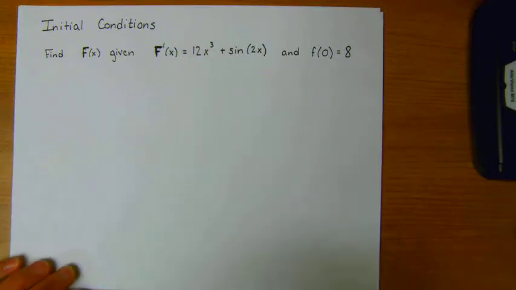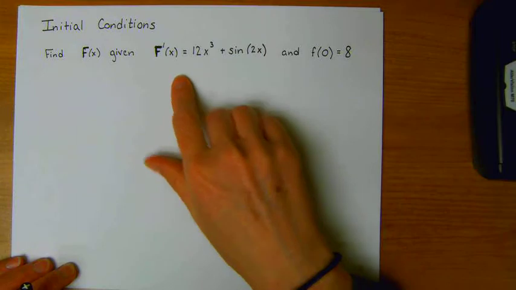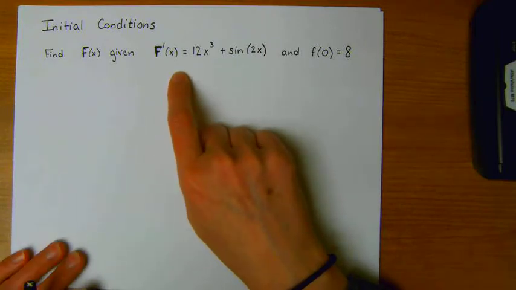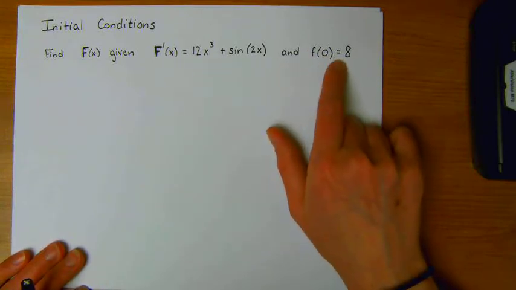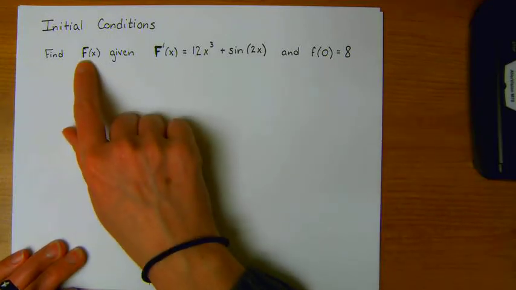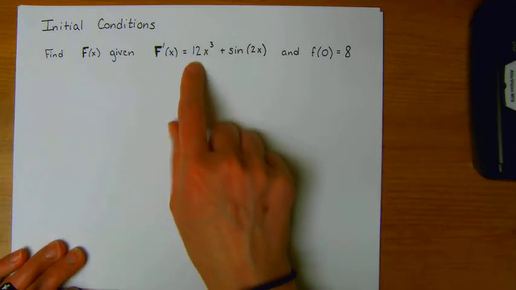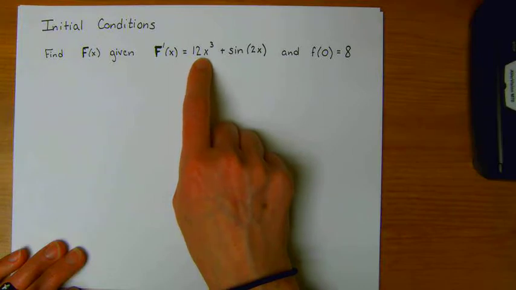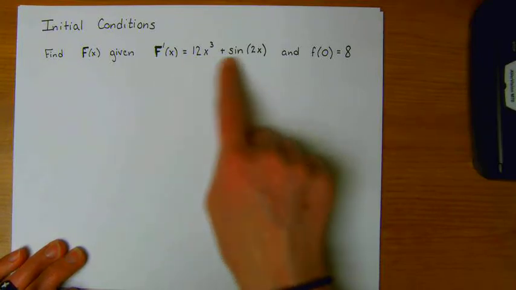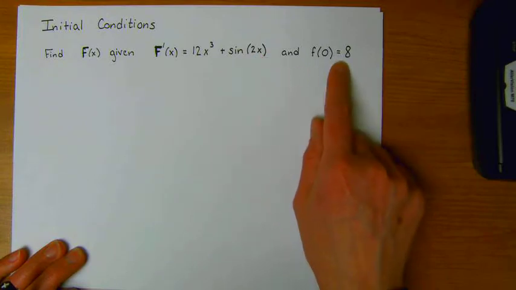So previously we talked about finding antiderivatives or indefinite integrals of functions, and I'm going to talk about how you could find the exact antiderivative function given some set of initial conditions. So for example, suppose my derivative function f'(x) is given by 12x cubed plus the sine of 2x. So this is a pretty complicated function, and this is the initial condition.